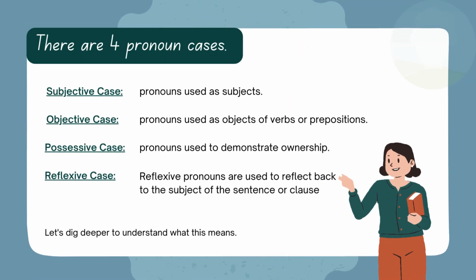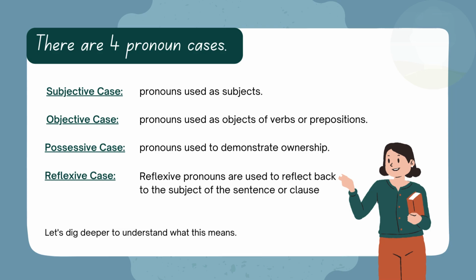There are four pronoun cases. The subjective pronouns are used as the subject of the sentence. They appear most of the time around the beginning of the sentence. In the objective case, pronouns are used as the object of the sentence or as the object of verbs or prepositions in a sentence. You will find these pronouns most of the time at the middle or towards the tail end of the sentence. And for the possessive case, pronouns are used to demonstrate ownership. They kind of tell us who something belongs to in a sentence.